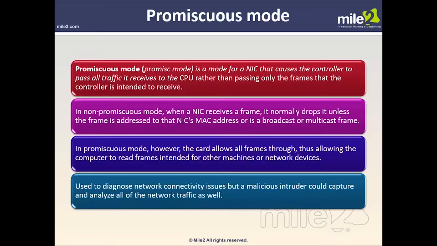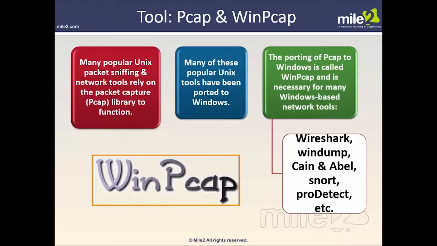Now, for this to work properly, we need to have different tools installed. A lot of your Unix packet sniffing and network tools rely on a packet capture library to function, and Windows will as well. Many of these popular Unix tools have been ported into Windows, known as WinPCAP. It's PCAP and then WinPCAP for the Windows side. The porting of PCAP to Windows is called WinPCAP and is necessary for many Windows-based network tools. These include Wireshark, WinDump, KaneEnable, Snort, ProDetect, and a few more.